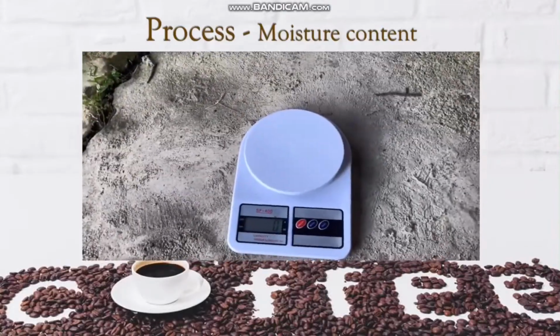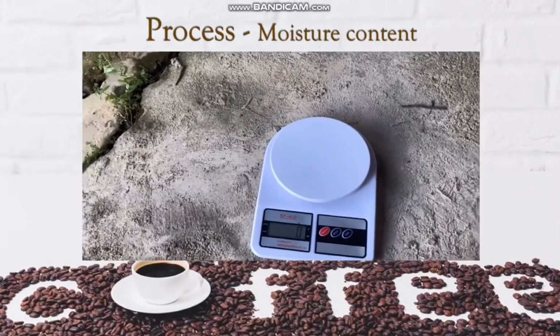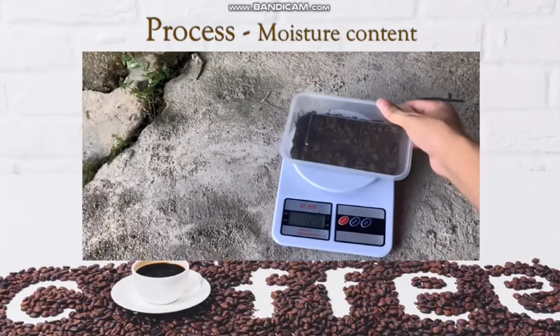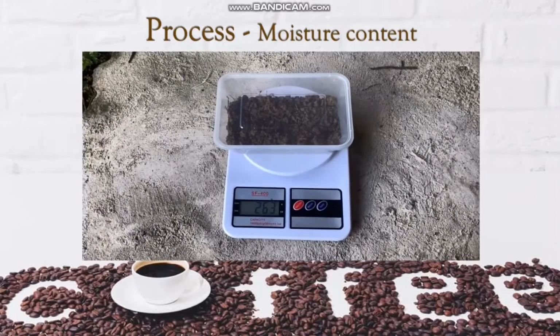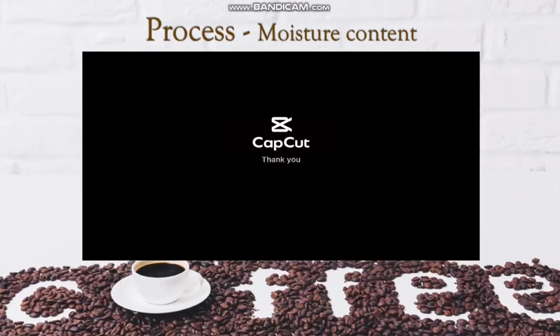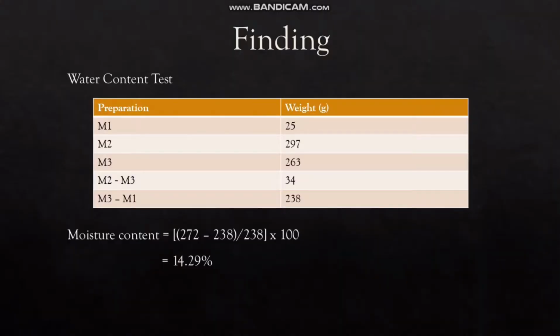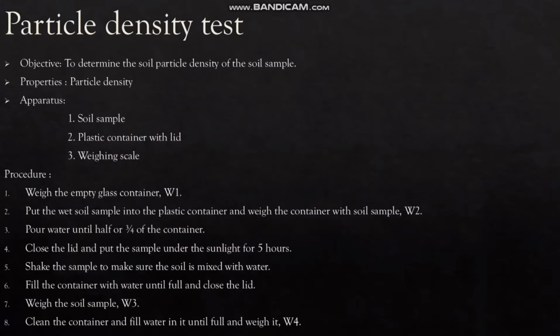After 5 hours, we will measure the weight of the soil sample again. It is 263. This is the result that we got from the experiment. The moisture content is 14.29%. This is the particle density test. Objective, properties, apparatus, and procedures have been stated.